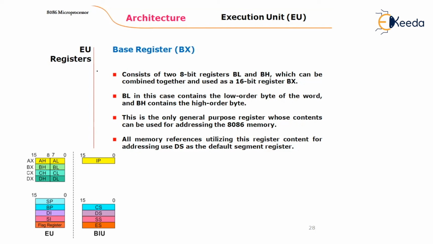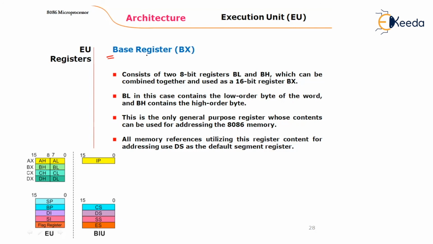This is the only general purpose register whose contents can be used for addressing 8086 memory. Let us understand what is the purpose of a base register. Every time when a program is stored, this program will have a starting address. Similar to every segment has a starting address, every program also has a starting address.